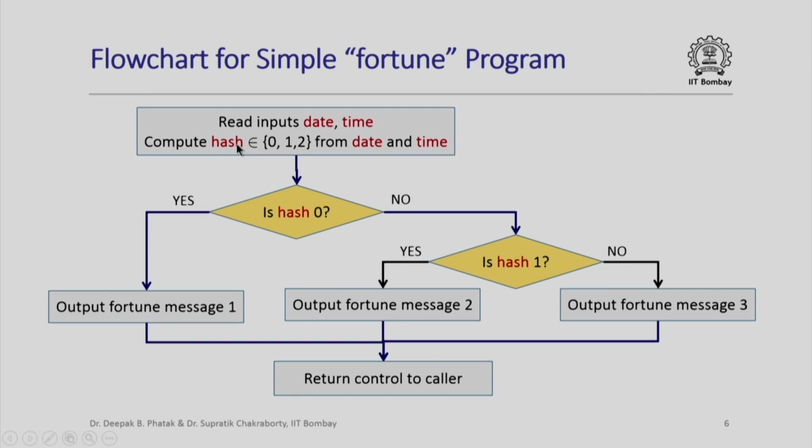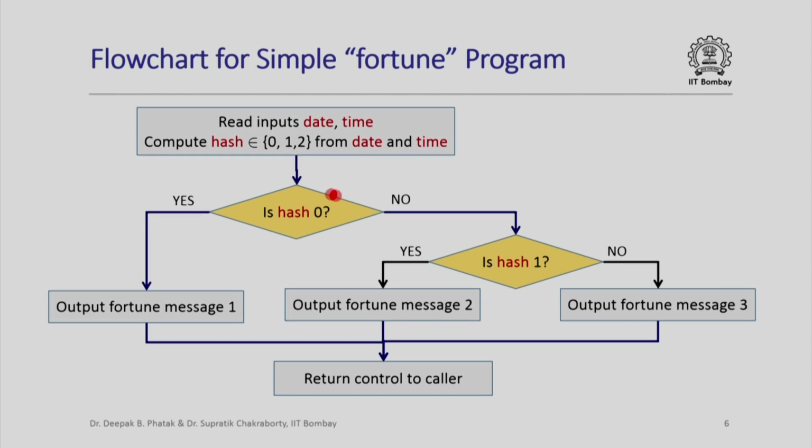So once I have computed this hash value, I can then check whether the value of hash is 0. If yes, I can print out the first Fortune message. If no, then I can check whether the value of hash is 1. If the value of hash is indeed 1, I can print out the second Fortune message. If the value of hash is neither 0 nor 1, then I print out the third Fortune message, and in all cases after printing out the message, I return control back to the caller.